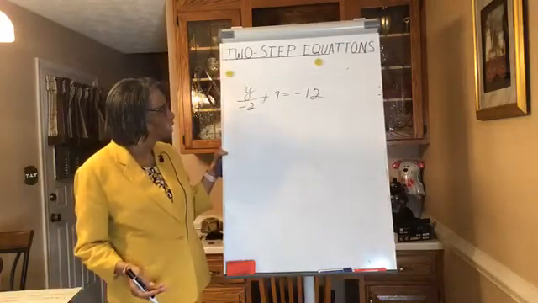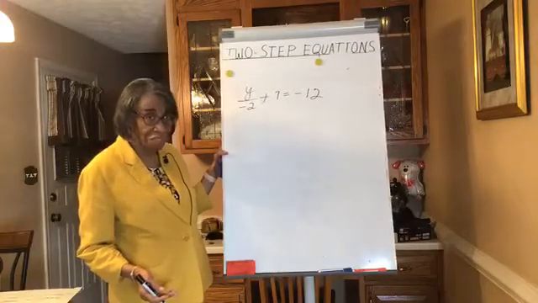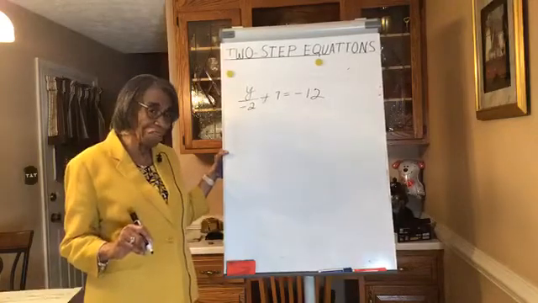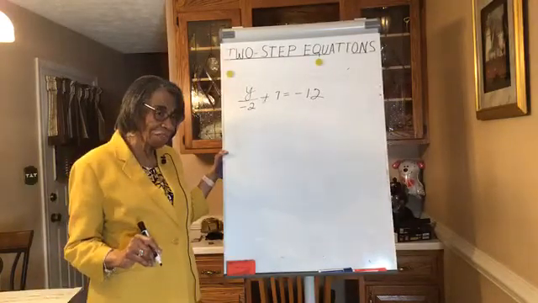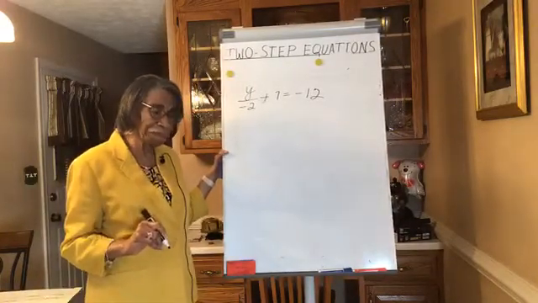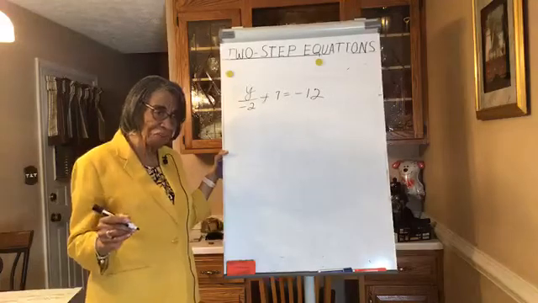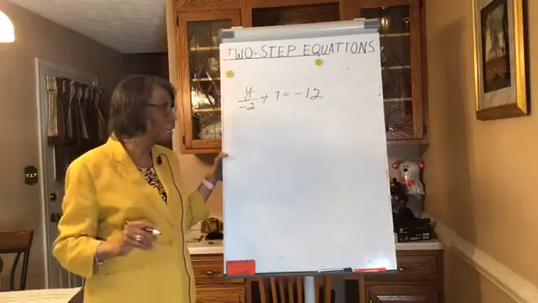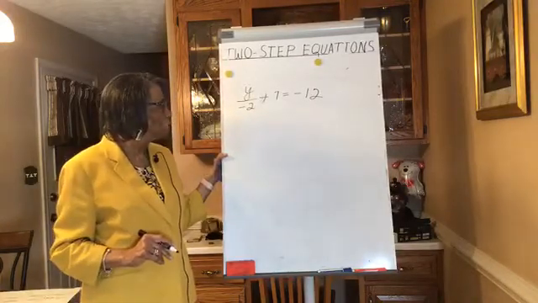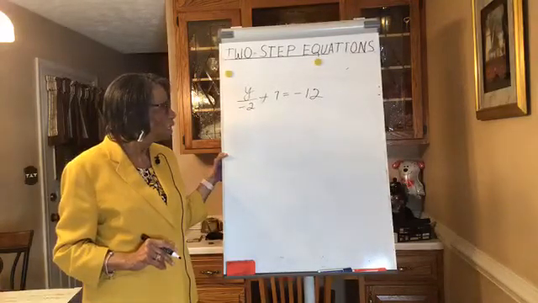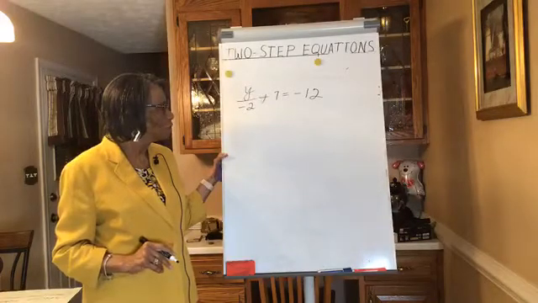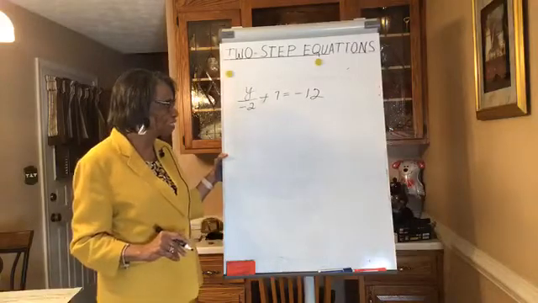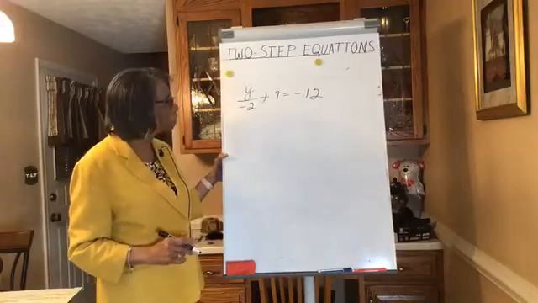Y divided by -2 plus 7 equals negative 12. Think about the order of operations. See what is being done to the variable. Do the inverse operations in the right order. And you got it. All right. Give me your answers. Shoot me your answers before we do it on the board here.